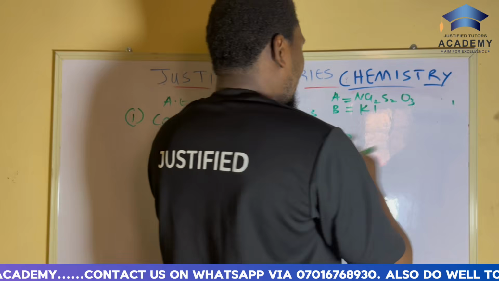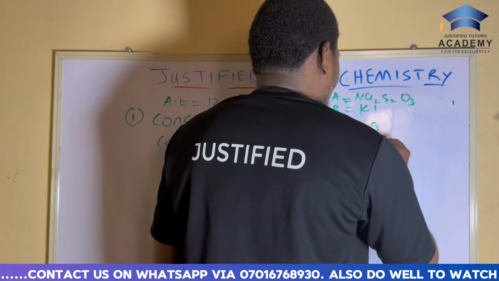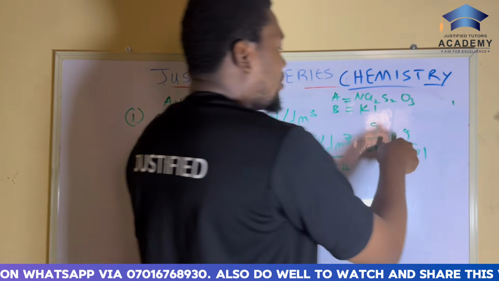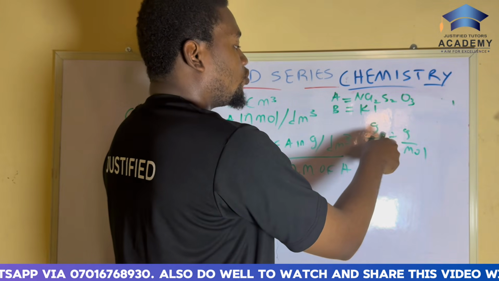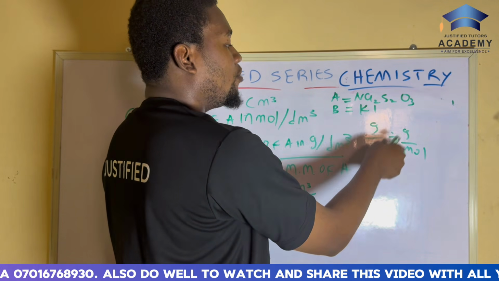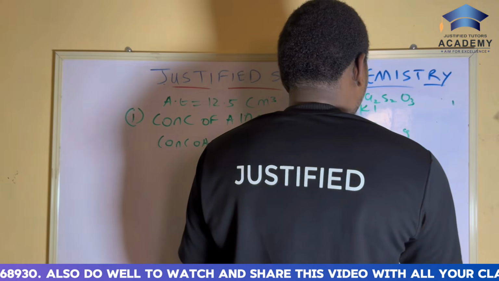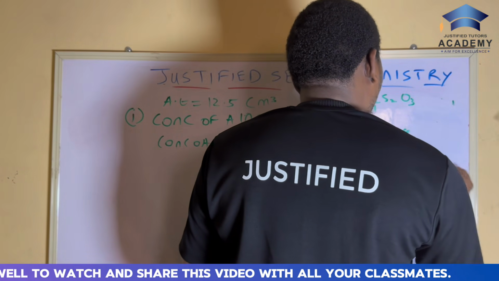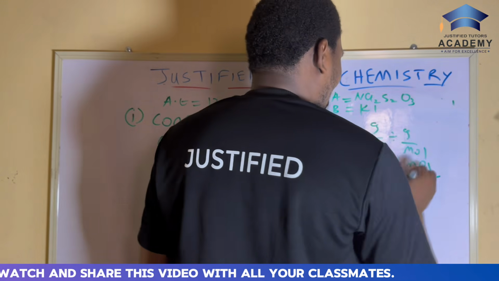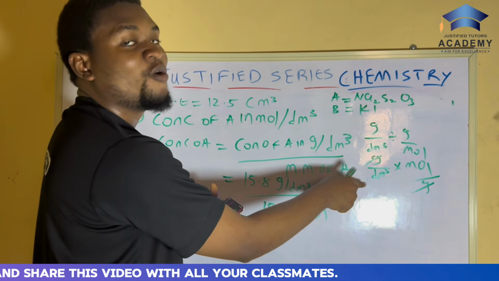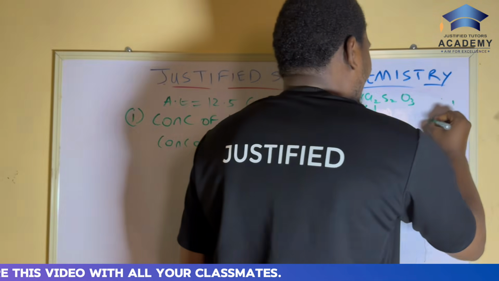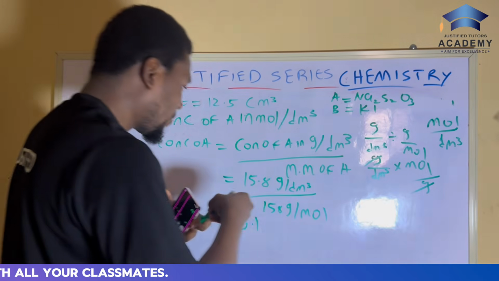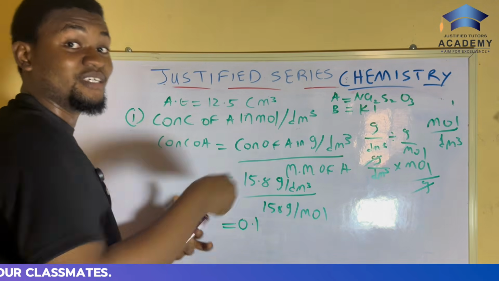Gram per dm cube divided by gram per mole. For us to divide, we multiply: mole goes up, gram comes down. So we have gram per dm cube times mole over gram. Gram cancels gram. What do we have? Mole over dm cube, which is the same as saying mole per dm cube. You see it now?